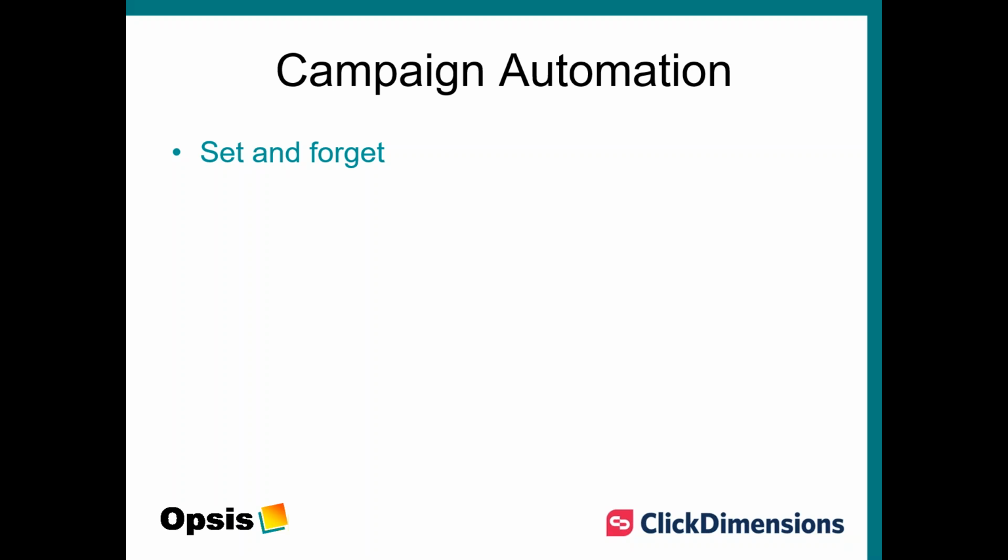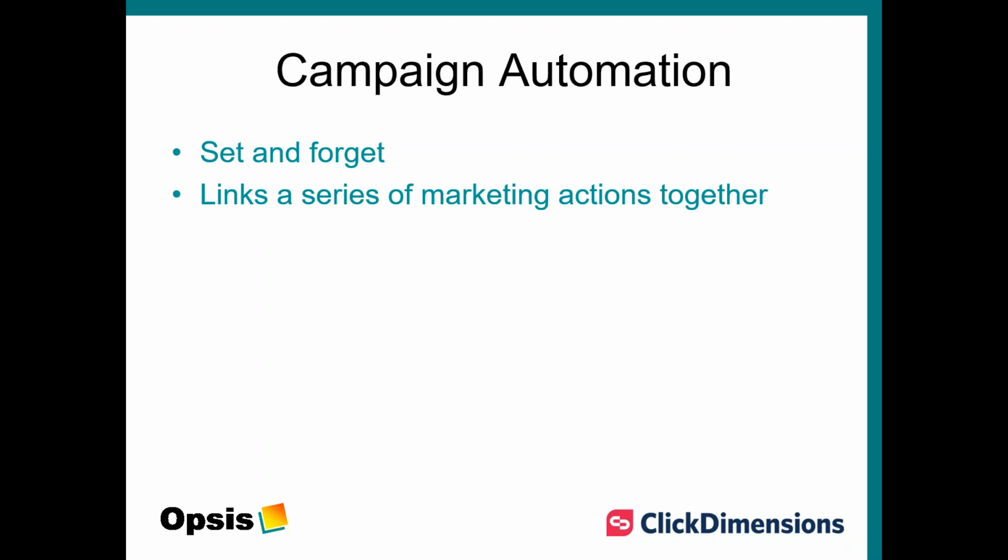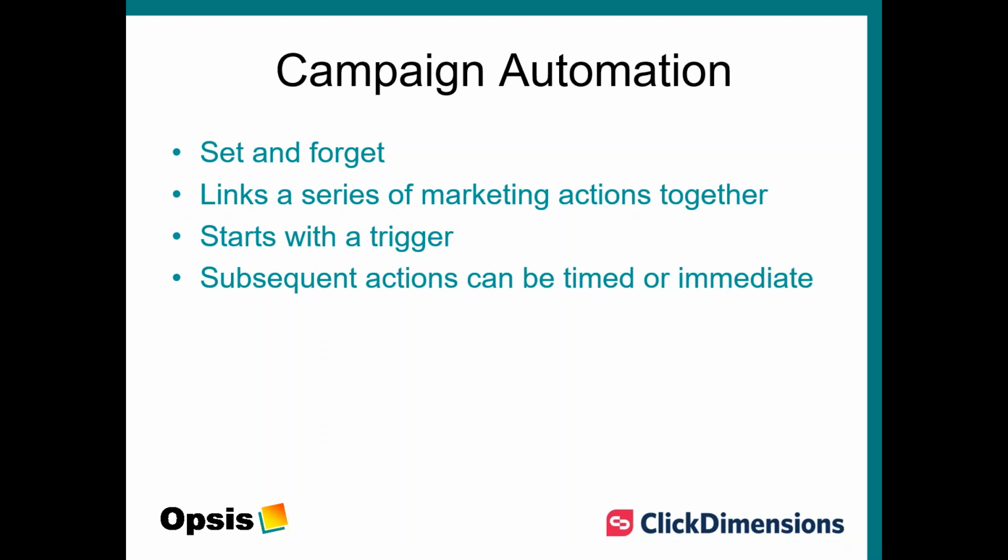What a campaign automation does is links a series of marketing actions together. Whatever those marketing actions are, they are strung together and they will just happen one after the other. It always starts with a trigger. So something needs to happen in the world of a prospect or an anonymous visitor or whatever. And then all of the subsequent actions can happen either immediately or we can build in delays.